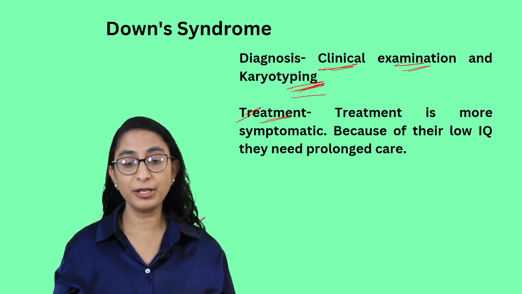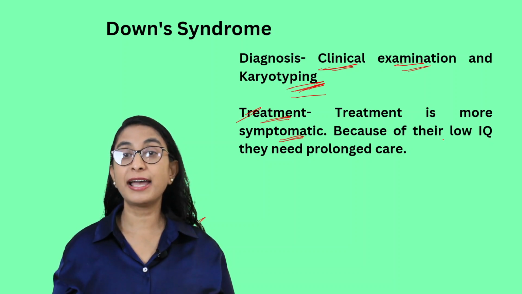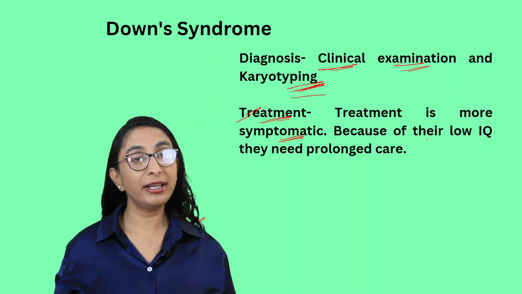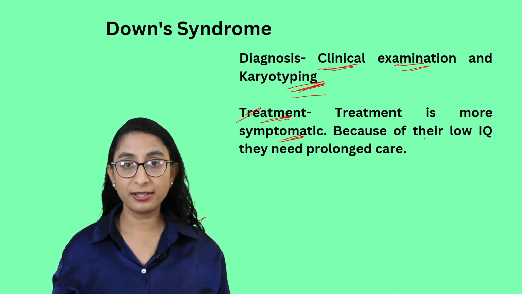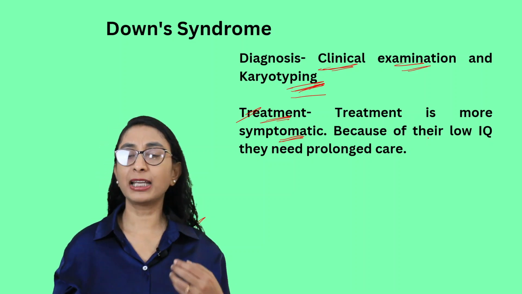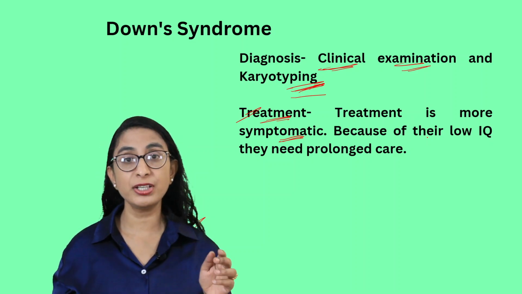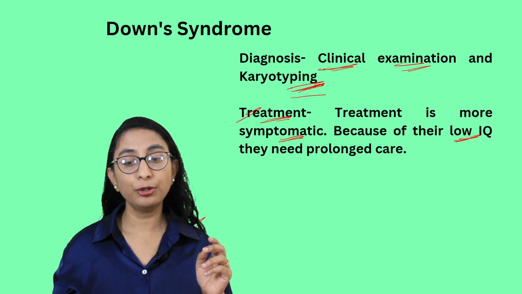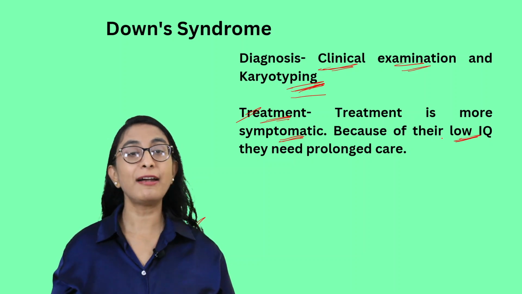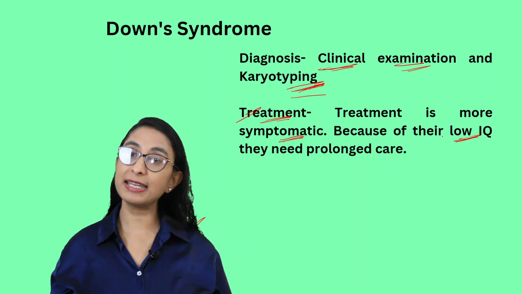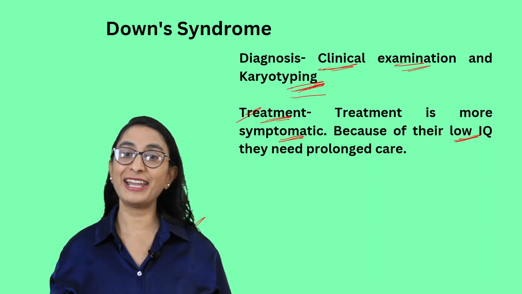Then what are the treatment options that are available? Treatment here is mostly symptomatic, because the children have physical deformities and mental deformities also. As I already told you, they will have mental retardation. In some cases it can be mild, in some cases it will be severe. Because of their low IQ and mental retardation, they will have to be under the supervision and care of their parents and family for their entire lifetime.